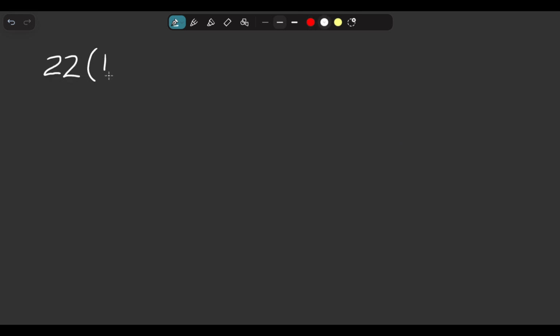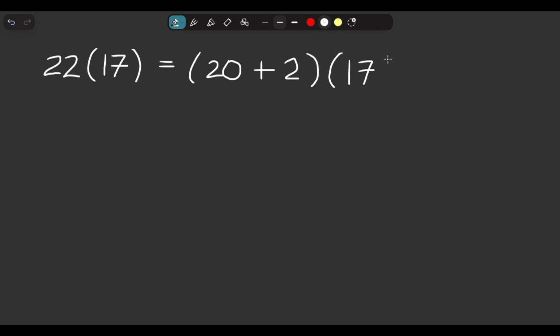22 times 17. Notice that 22 can be written as 20 plus 2. So we have 20 plus 2 times 17. Using the distributive property.